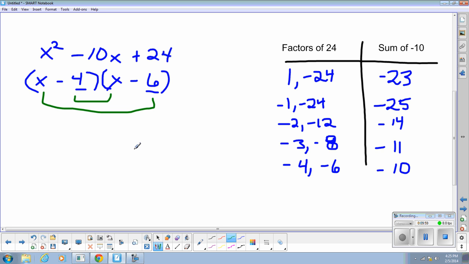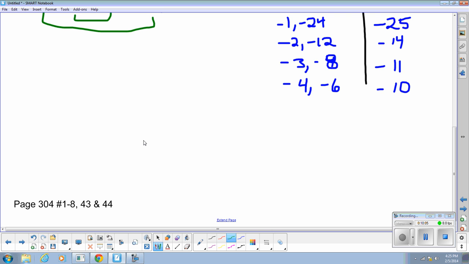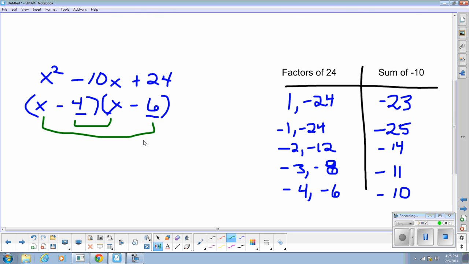Now at this point you might want to pause and stop the video. The video has been going on for 10 minutes now. And if you would like to, you can do these problems, numbers 1 through 8, 43 and 44 from page 304, because they are similar to the problems that I just did in this first 10 minutes of the video. So if you want to, you might want to pause it, do these problems here. Don't turn this in when you get done because there's a couple more examples after this. But if you'd like to, do these problems. They'll be just like the examples I just showed you here. Then come back to this video and you want to start somewhere around the 10-minute and 30-second mark.